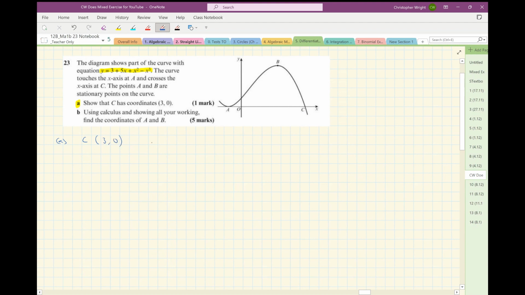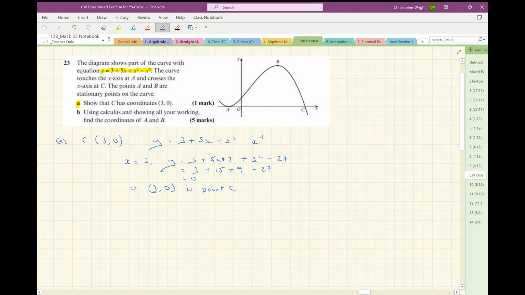Right, well, I've got the equation of the curve here. So all I need to do, I think, is to show that when the x-coordinate is 3, the y-coordinate will be 0. So let's have a look. 3 squared minus 3 cubed, 27. So that's going to be 3 plus 15 plus 9 minus 27, which equals 0. Therefore, 3, 0 is point C. There we go, that's part A done.